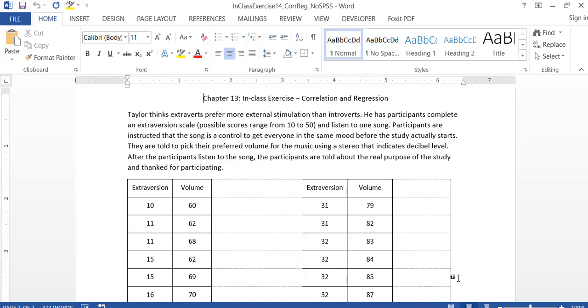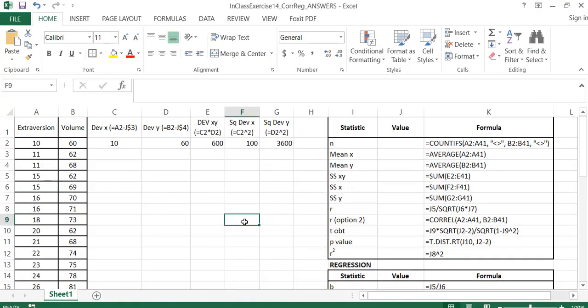That's a more philosophical question. You can think about that in research methods. But for our purposes, we're going to walk through it both ways so that you can see how to compute those statistics. So we have extroversion, we have volume in those A and B columns.